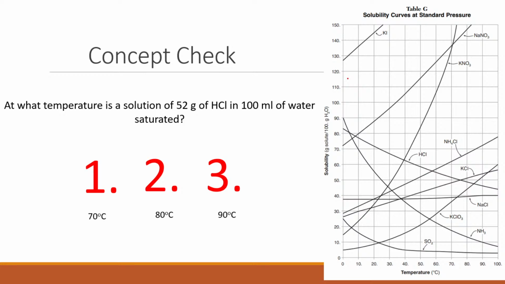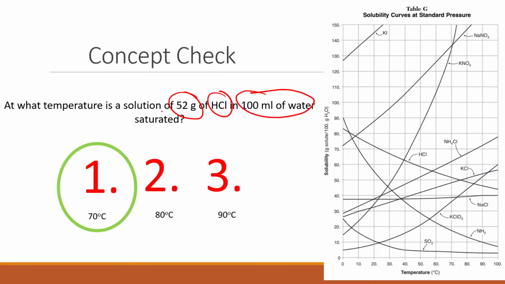When we look at this question here, we are going to get 1 as our answer. Let's look at the pieces that they give us. They give us 52 grams, they give us HCl, they give us 100 milliliters of water, they give us saturated. HCl means we're going to be looking at this line here, which I did a poor job. Right, we're looking at this line here.